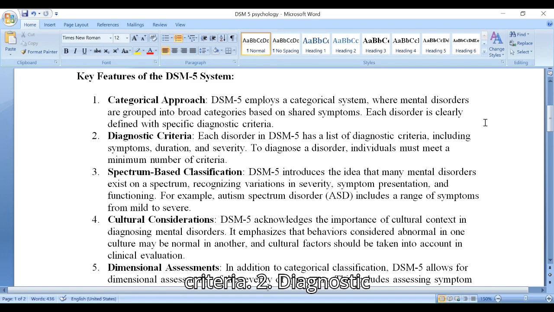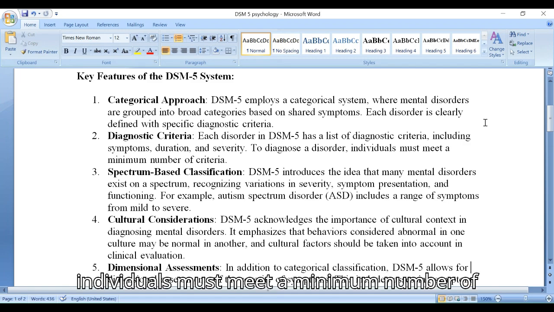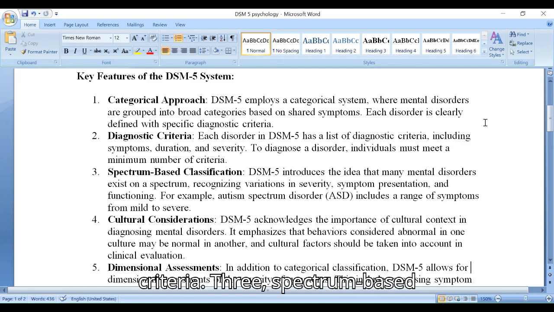2. Diagnostic criteria. Each disorder in DSM-5 has a list of diagnostic criteria, including symptoms, duration, and severity. To diagnose a disorder, individuals must meet a minimum number of criteria.